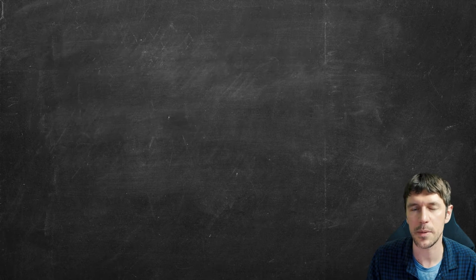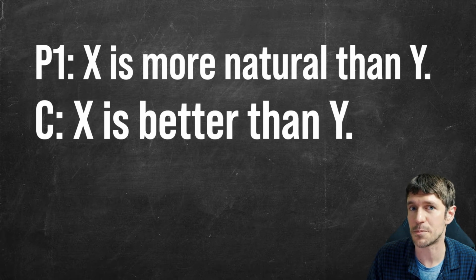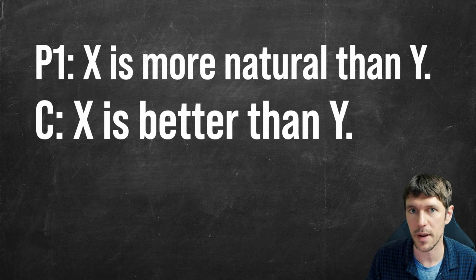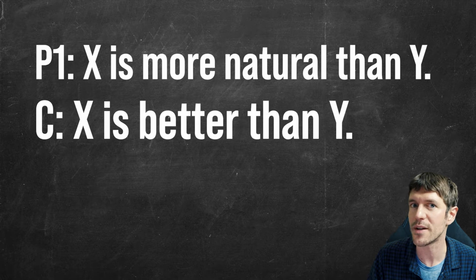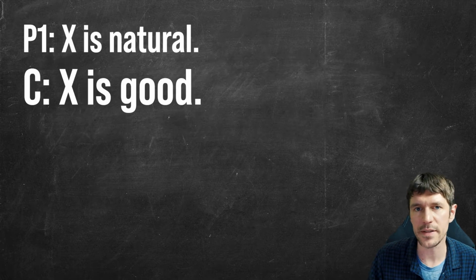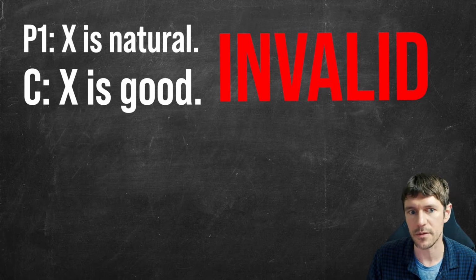A third way you might commit the appealing to nature fallacy is by pointing out the fact that X is more natural than Y, and therefore X is better than Y. Here you're not saying Y is completely artificial or man-made or constructed. Instead, you're saying that both of them are natural, but one being more natural than the other makes it better than the other. This type of reasoning is invalid because it's possible for the premises of the argument to be true and the conclusion false.